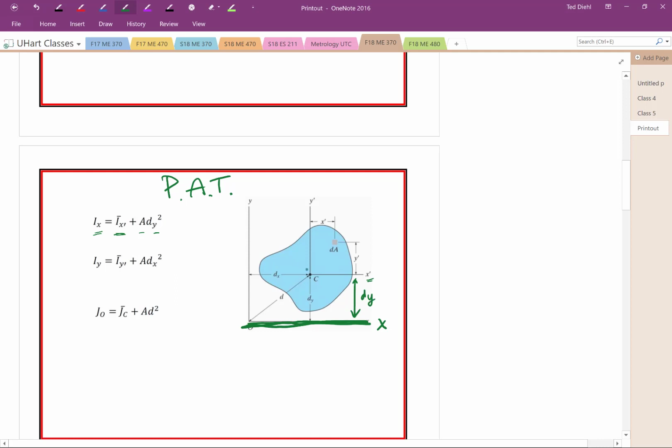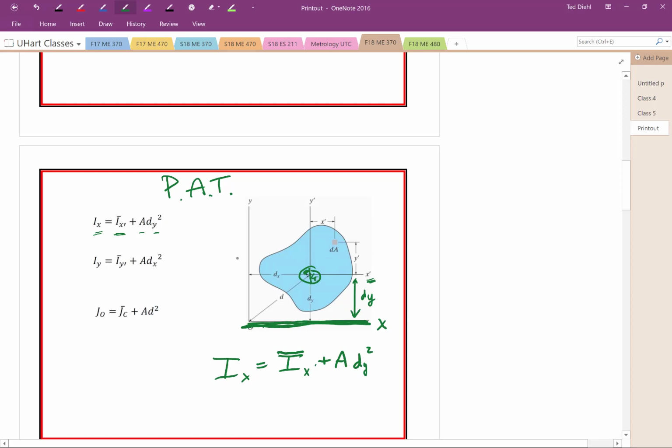But originally I found it about its centroid, which is this guy right here. So I would say that this I that I want about x is going to be equal to I about x prime. See, this is the x prime right there. There are a couple of different ways we write this, but most frequently we put a bar over the I to signify that it's the moment of inertia about the centroidal axis. Then we add the area times the distance that we're moving squared, and that gets it about this piece right here.